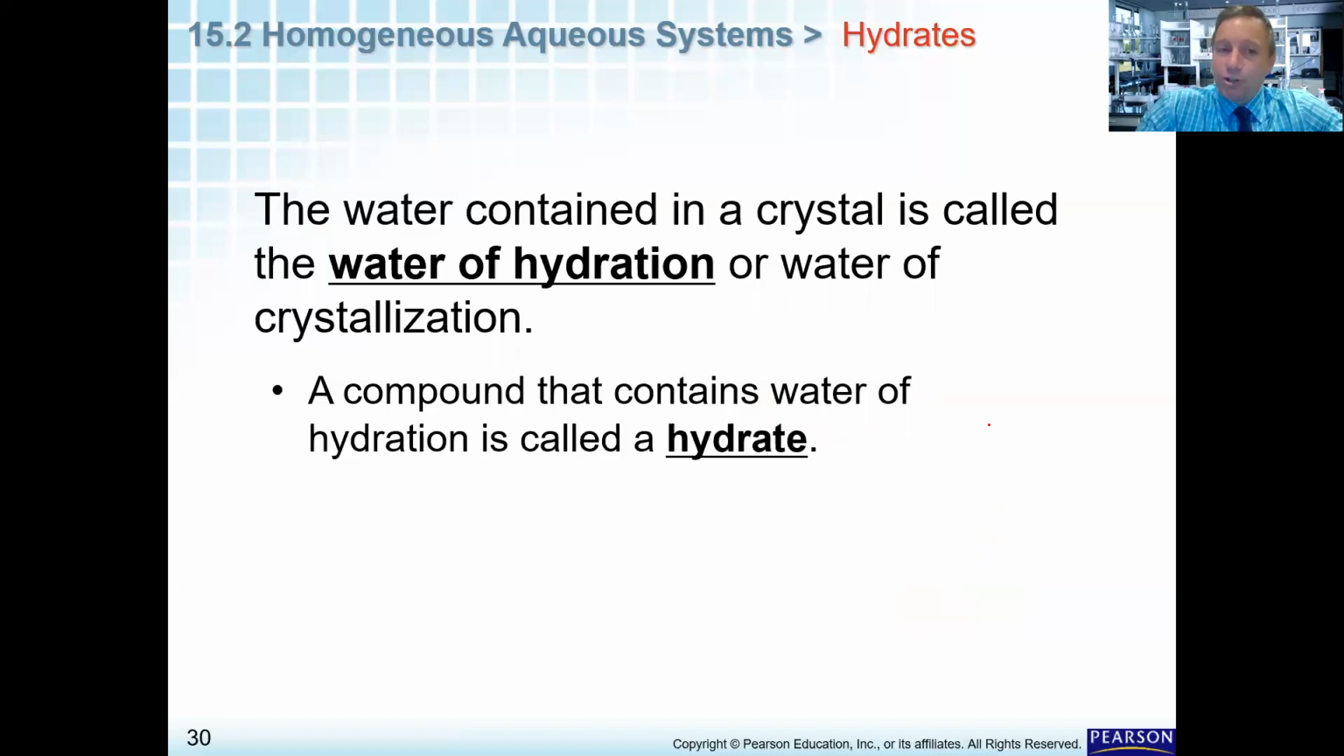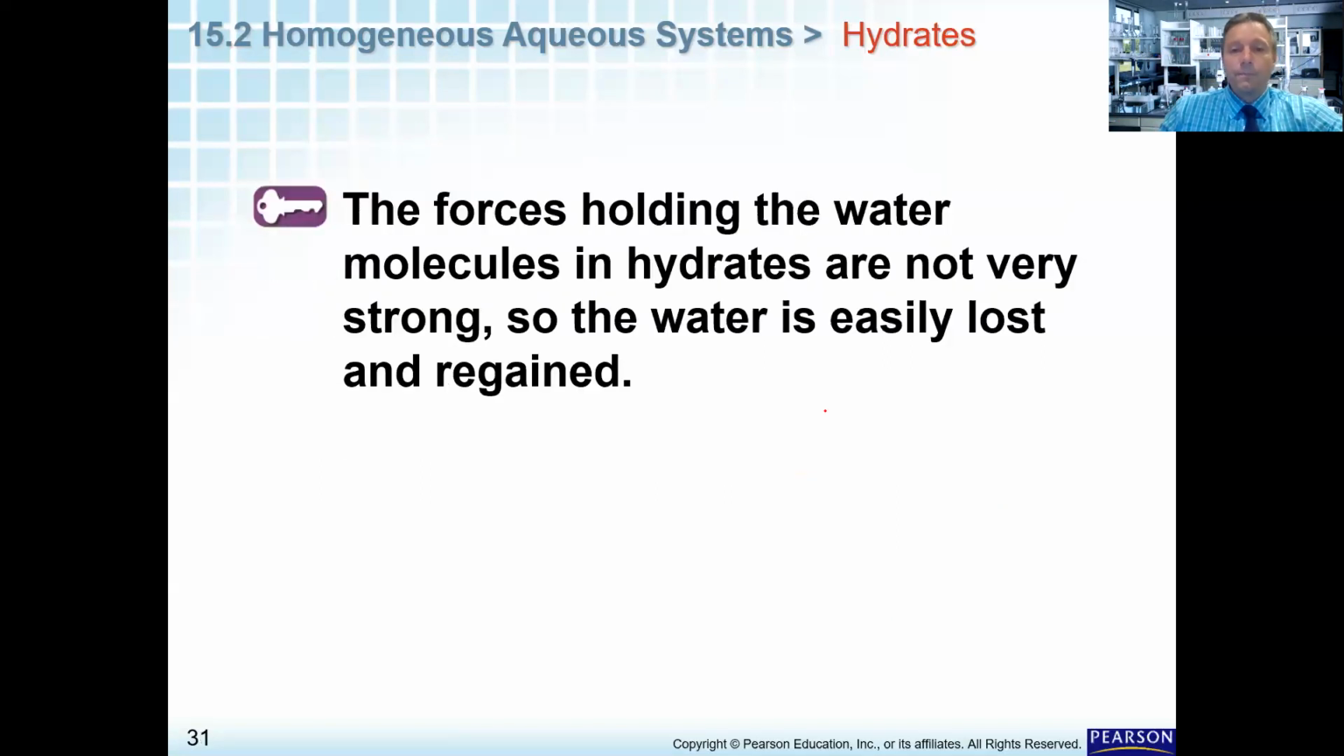So the water contained in a crystal is called water of hydration or water of crystallization. And we just sum all those terms up with hydrate. A compound that contains water of hydration is called a hydrate. So please make sure you place this in your notes. That's an important term. When you talk about a hydrate, it is a compound that has water in its structure.